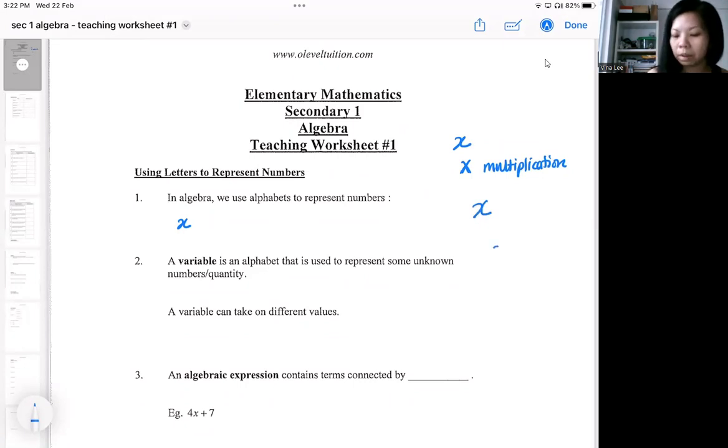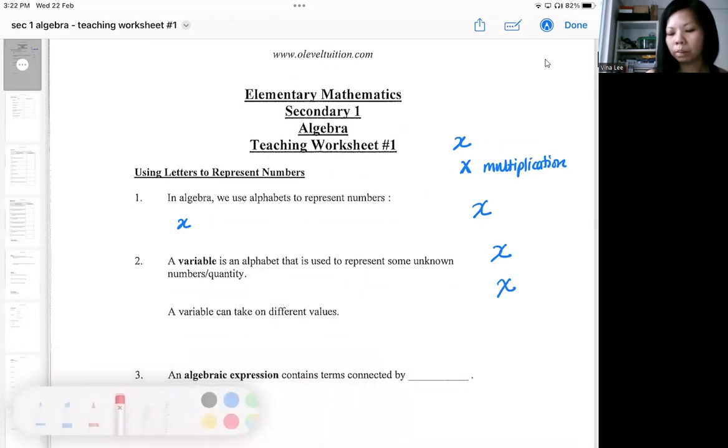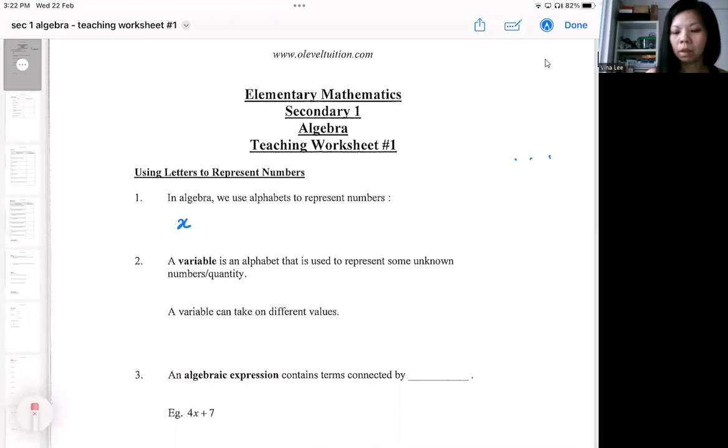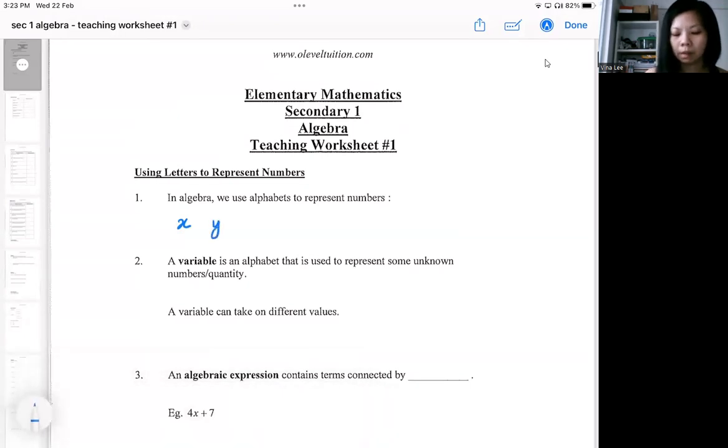Okay, so I'll show you again. It's like this and like this. Some people will write like this. That's also fine, as long as you are not confused with the multiplication sign. So X will be a very common algebra alphabet. Okay, Y. Okay, Z. Z will also be a very common algebra alphabet.